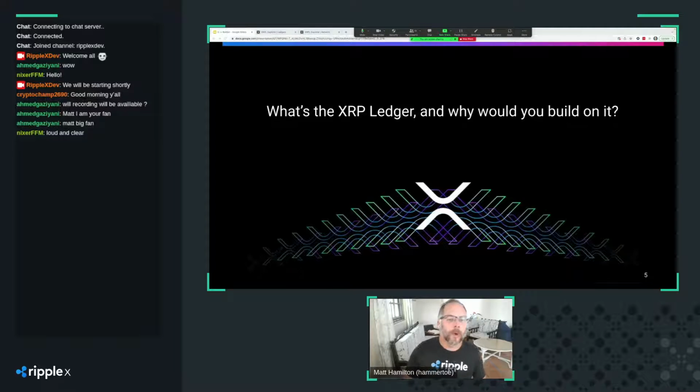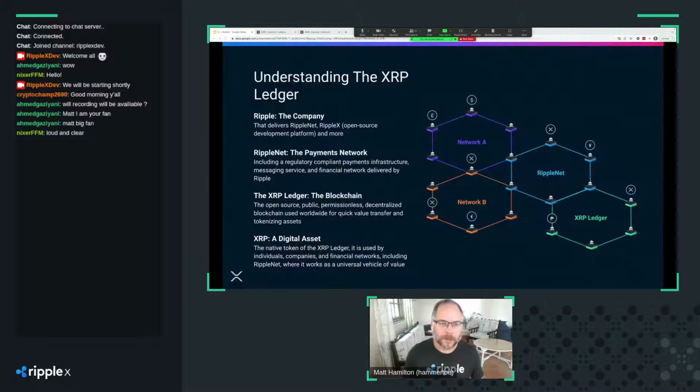So first of all, what is the XRP Ledger and why would you build on it? To understand the XRP Ledger, I want to frame things with respect to what XRP is, what the XRP Ledger is, what Ripple, the company that I work for, is, and what RippleNet is. There are a number of pieces here, and they sometimes get confused when people are talking about it. So I just want to set these out first. It'll make things a little easier as we go on, and if you're having further conversations about XRP.